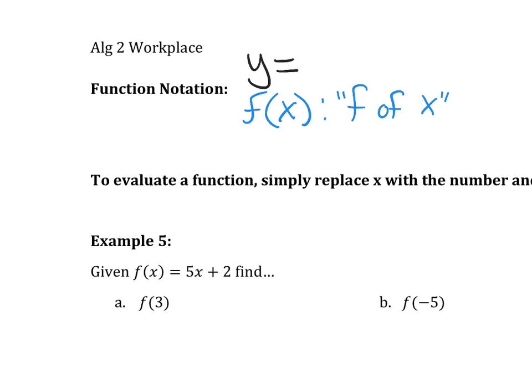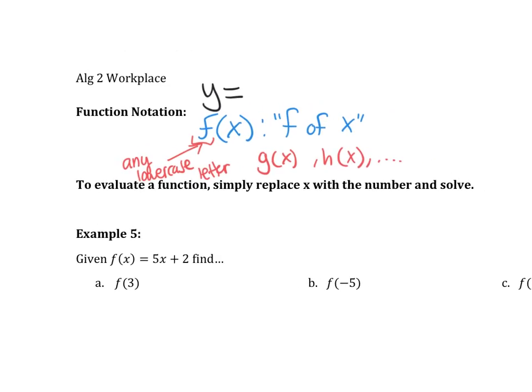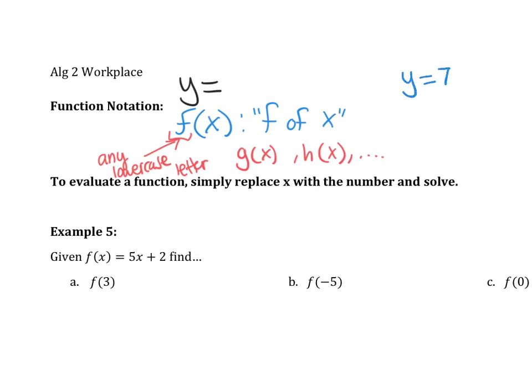Or we can use any lowercase letter instead of f. Any lowercase letter. So you could have g of x or h of x, etc. So this notation just gives us a way to know what the y value is and the x value at the same time. If we were just to use the y equals notation and I just said like y equals 7, I only know the y value. I don't know the x value that gave me that.